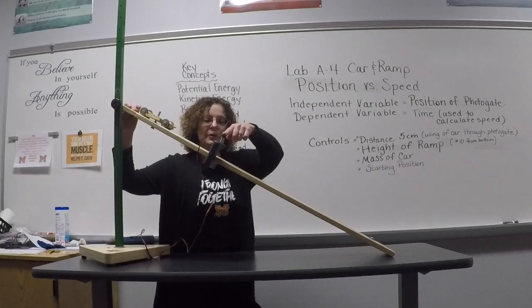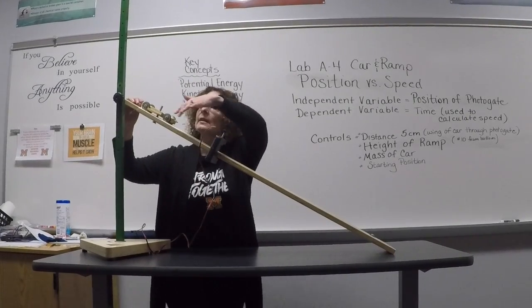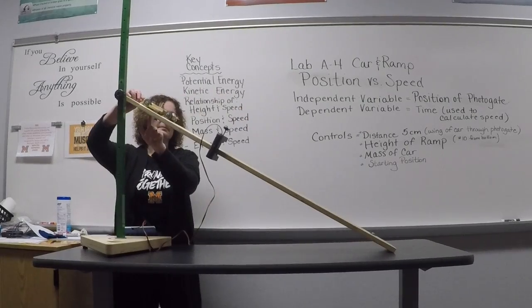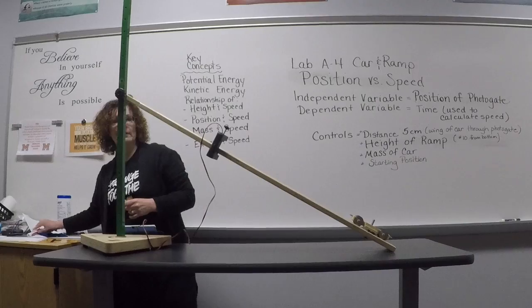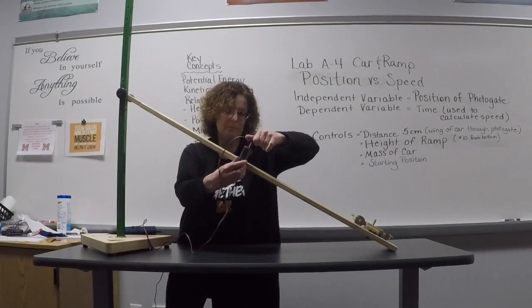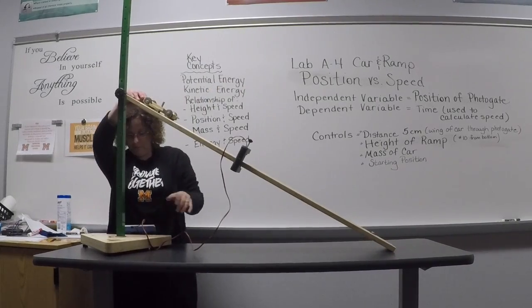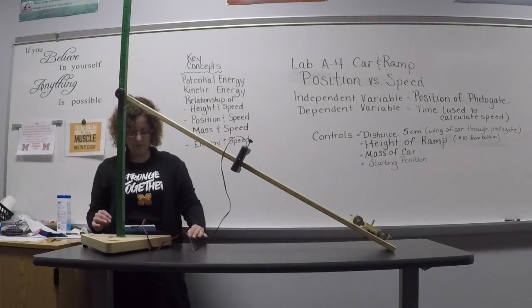All right, so we're going to start with position 30. So that's 30 centimeters from the top, right here is where we're placing our photo gate. 0.0327. This is at position 40 centimeters from the start. 0.0285.